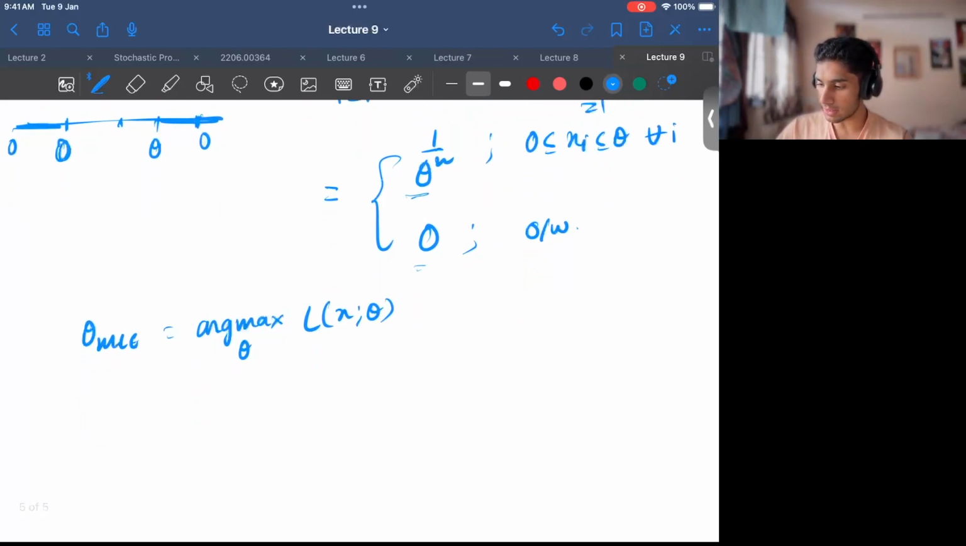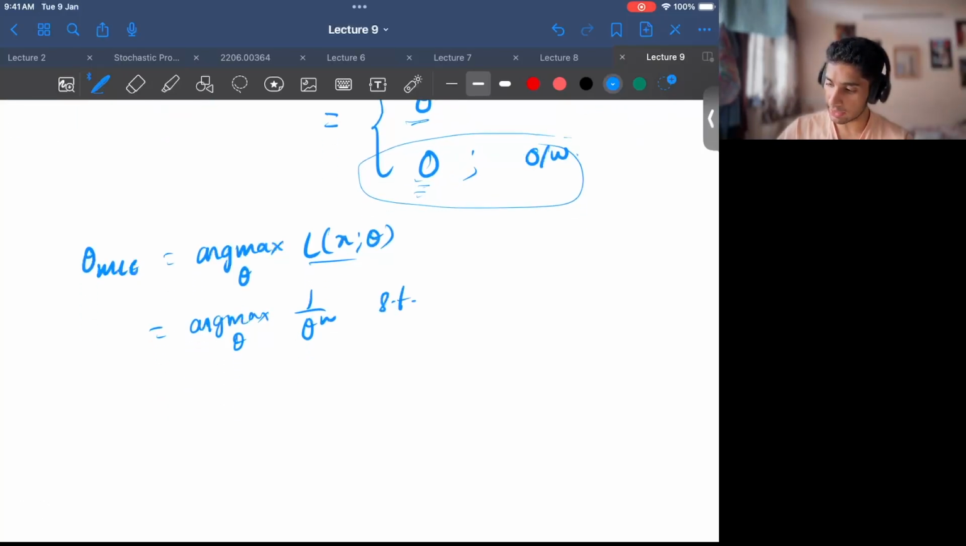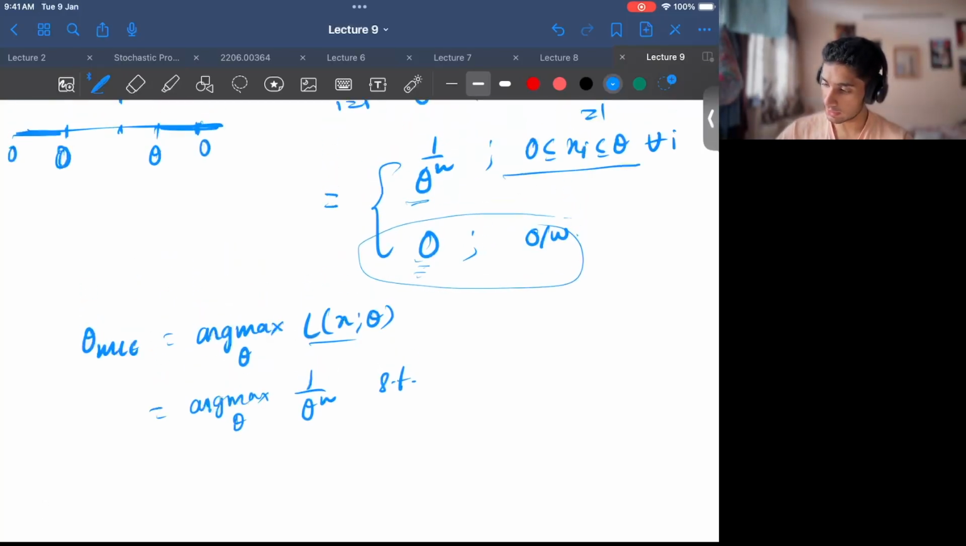Now we can hope to maximize this only if this is not the case. So this is the argmax over theta. If this is not the case, then this thing is equal to 1 by theta raised to n, right? However, there is a constraint now. What is the constraint? That 0 is at most xi, which is at most theta, for all i.